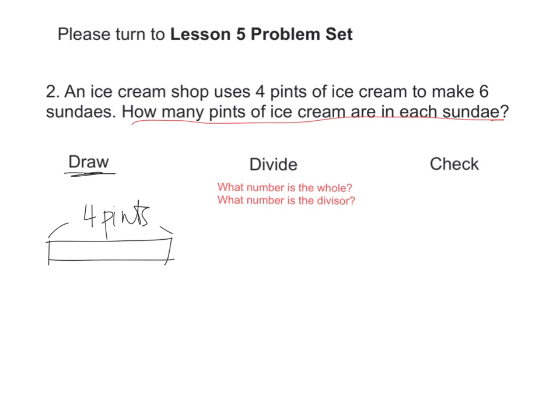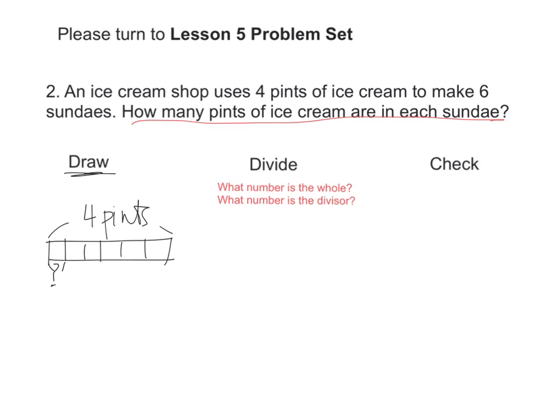And I'm dividing those 4 pints into how many different sundaes? Lakshan? 6. So how could I draw that on my diagram? You divide it by 6. I need to divide it into 6 sections. Good. 1, 2, 3, 4, 5, 6. I have 1, 2, 3, 4, 5, 6 sections. And I'm trying to figure out how big one section is.